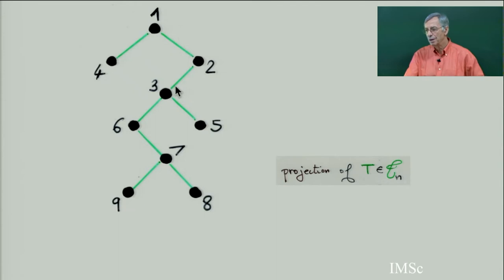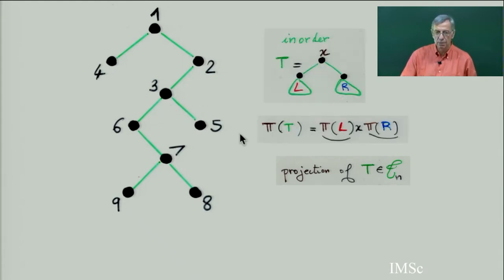For all the details, go back to chapter 2a, in the first part of this course, The Art of Bijective Combinatorics. I now define the bijection between this and permutations by defining the projection of an increasing binary tree. The projection is defined recursively. The projection of a binary tree is first a word, a word in the letters 1, 2, 3, etc. First, you take the projection of the left subtree. You concatenate this word with the label of the root, x, and then you concatenate the projection of the right subtree.